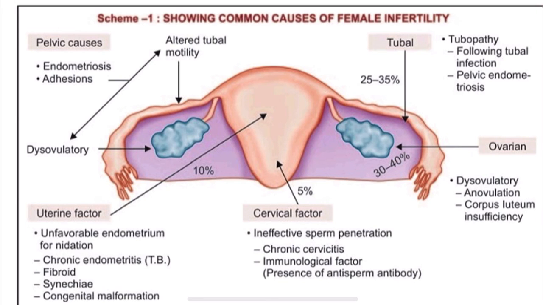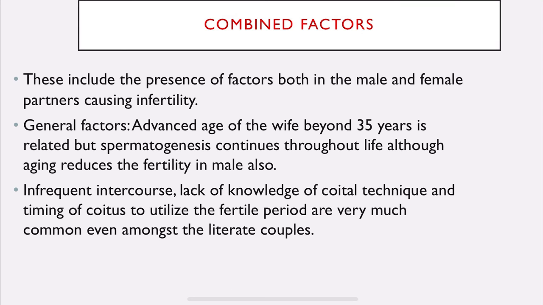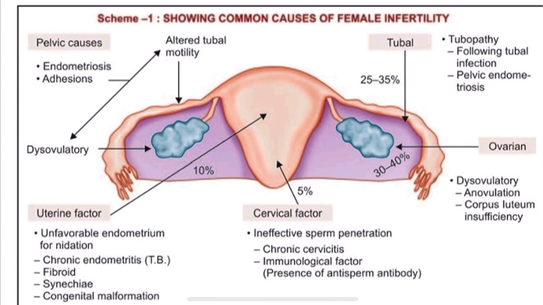Cervical factors, we saw ineffective sperm penetration because of chronic cervicitis. Immunologic factor, that is the presence of an anti-sperm antibody. The uterine factors, guys, we saw there is an unfavorable endometrium which is preventing the nidation of the fertilized ovum. The chronic endometritis, tuberculosis, TB of the genital tract, fibroid, uterine synechiae, the adhesions which are formed after surgery, congenital malformations of the uterus. These are, in total, the causes of female infertility.